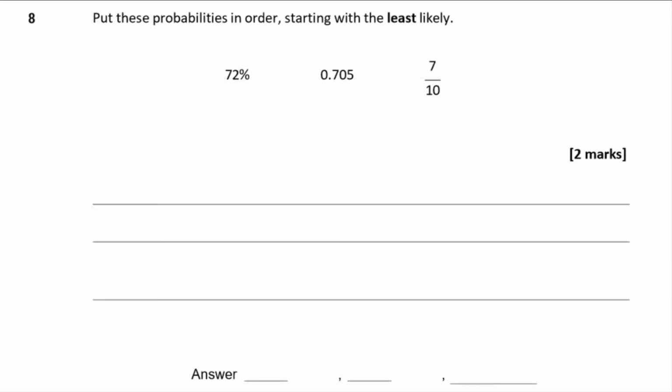Question 8. Put these probabilities in order, starting with the least likely. Well, least likely is the smallest fraction, isn't it? That's what it means, least likely. With probability, the closer it is to 0, the less likely it is.